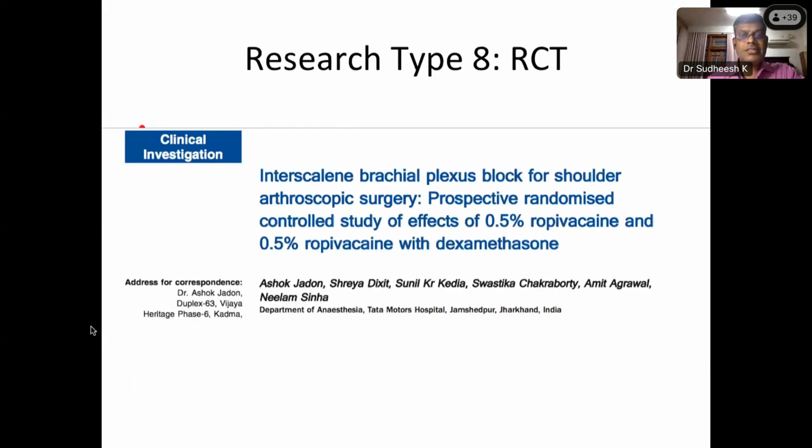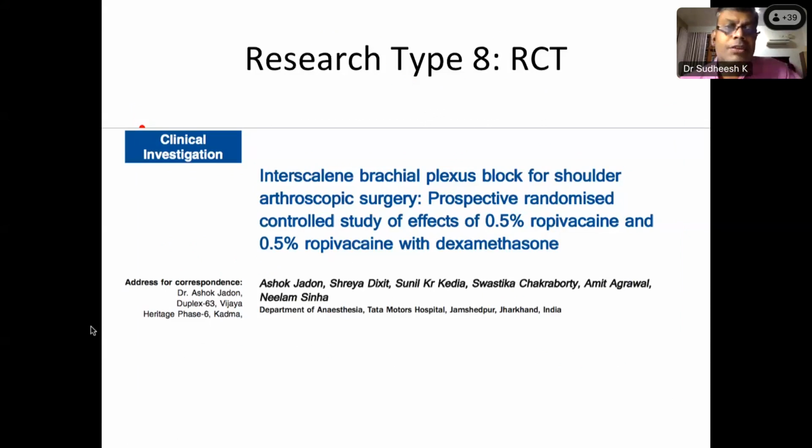Just an example: intrascalene block for shoulder arthroscopic surgery, a prospective randomized control study of the effect of 0.5% ropivacaine and 0.5% ropivacaine with dexamethasone. So here the intervention is the addition of dexamethasone along with ropivacaine.